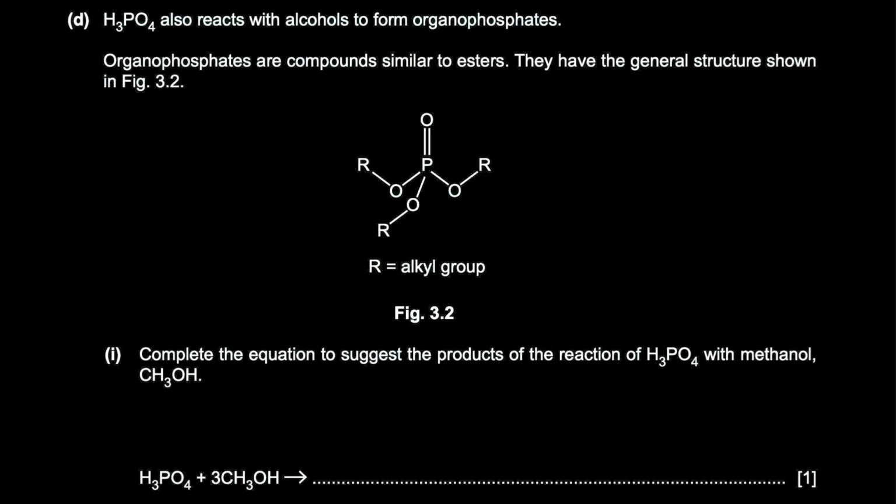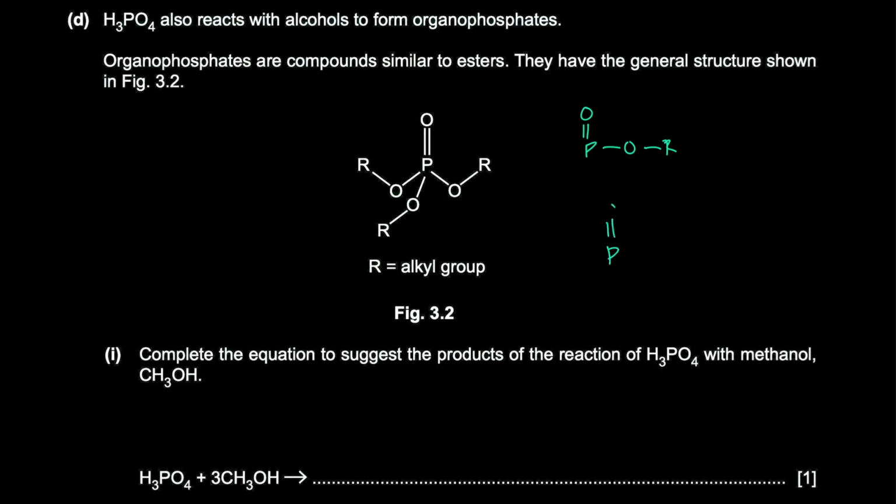H3PO4 also reacts with alcohols to form organophosphates. Organophosphates are compounds similar to esters. They have the general structure shown in figure 3.2. Now in organophosphates, we see this POOR, which is similar to what we see in esters, where we have a COOR. Instead of a carbon here, we have a phosphorus. So that's basically what organophosphates have.